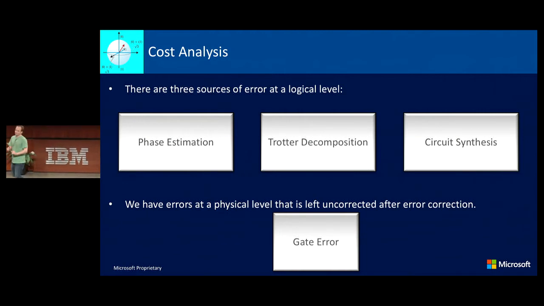But there's another source of error that experimentalists tell me unfortunately exists. Believe it or not, gates aren't perfect. I know, it came as a shock to me too. But the point is that we're likely going to need error correction, and that's something I'm going to talk about later in a talk. How much error correction are we actually going to need in order to realize these algorithms?